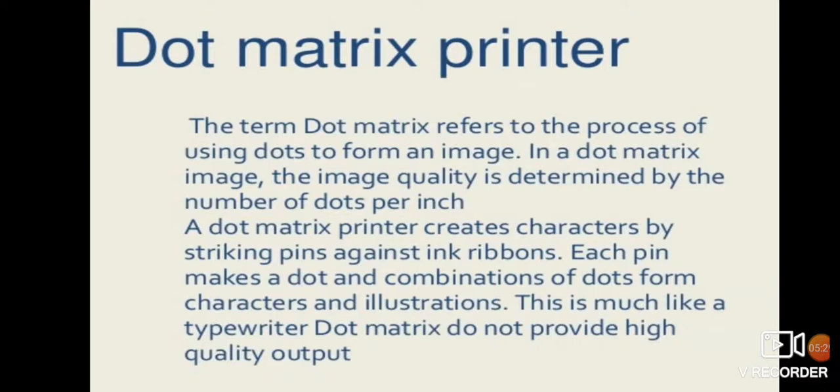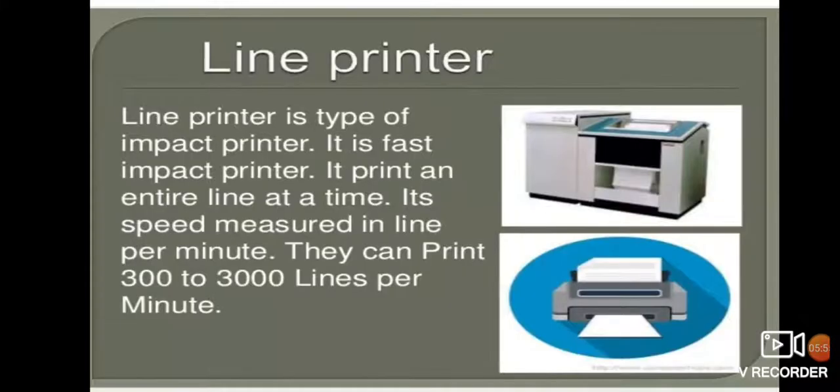So in dot matrix printers, a striking pin strikes the ink ribbon and makes a dot, and the combination of various dots makes graphics, illustrations and various characters. This is much like a typewriter. Dot matrix printers do not provide high quality output. As they are in the form of dots, they do not produce high quality output.